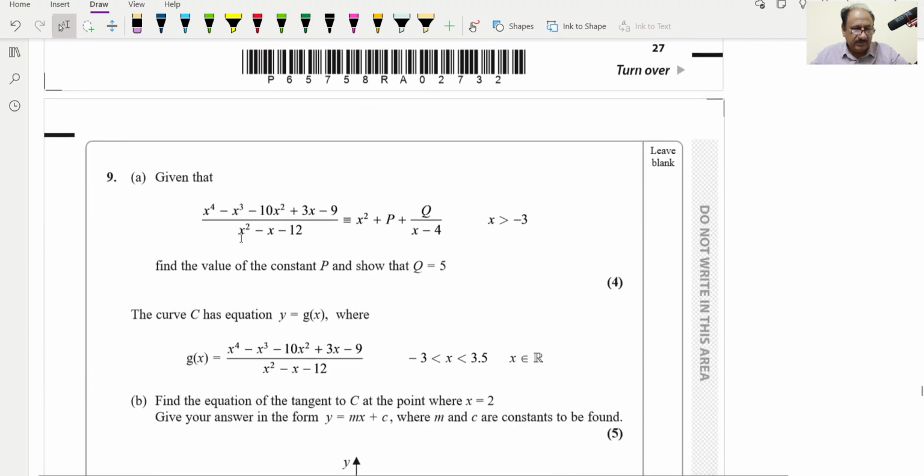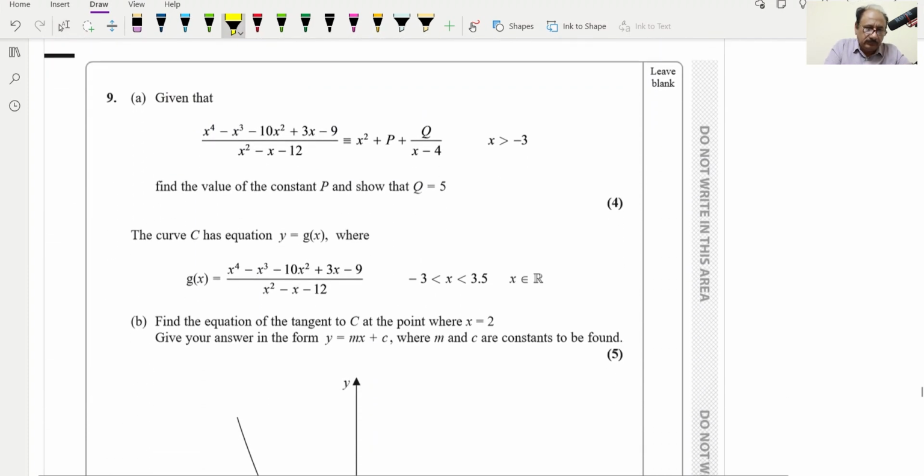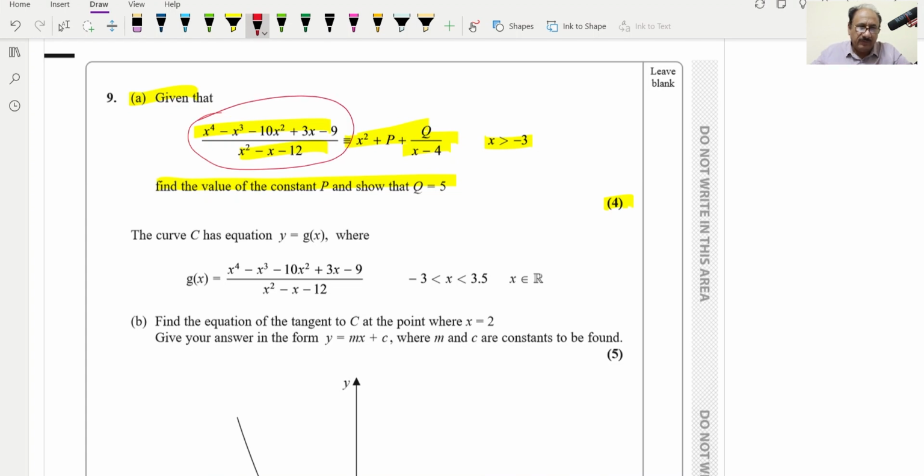Question number 9 says given that this is equal to x square plus p plus q over x minus 4, and for this range x is greater than minus 3, find the value of the constant p and show that q is equal to 5. So this is a 4 marks question. What we'll be doing, we will be taking this side and solving it.